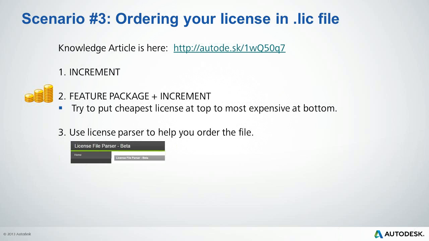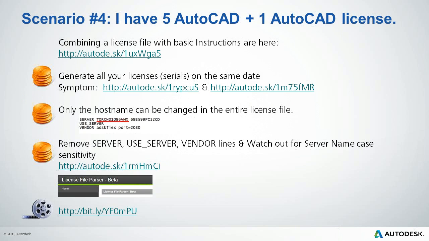And I try to put the cheapest license at the top, and the more expensive ones at the bottom. So, for example, if you had an AutoCAD 2010 that wasn't on subscription because you need it, I would put that at the very top. And then if you have AutoCAD on subscription, a 2015 license, you'd put that below it. And then I would put a Building Design Suite Standard, and then Building Design Suite Premium, and then Building Design Suite Ultimate. Okay. Again, I always use the license parser to help you order that file. And again, you can put some pound signs to help you know what you've put in the file basically.